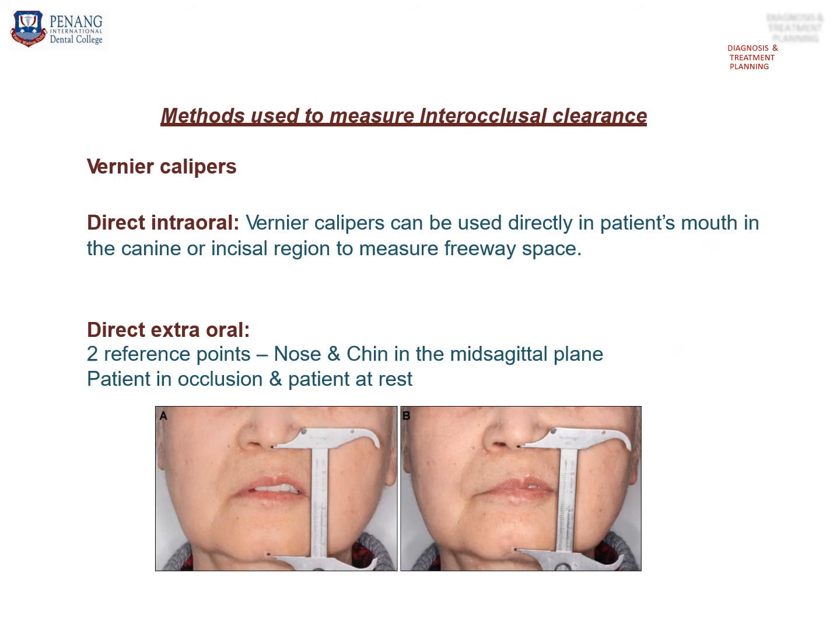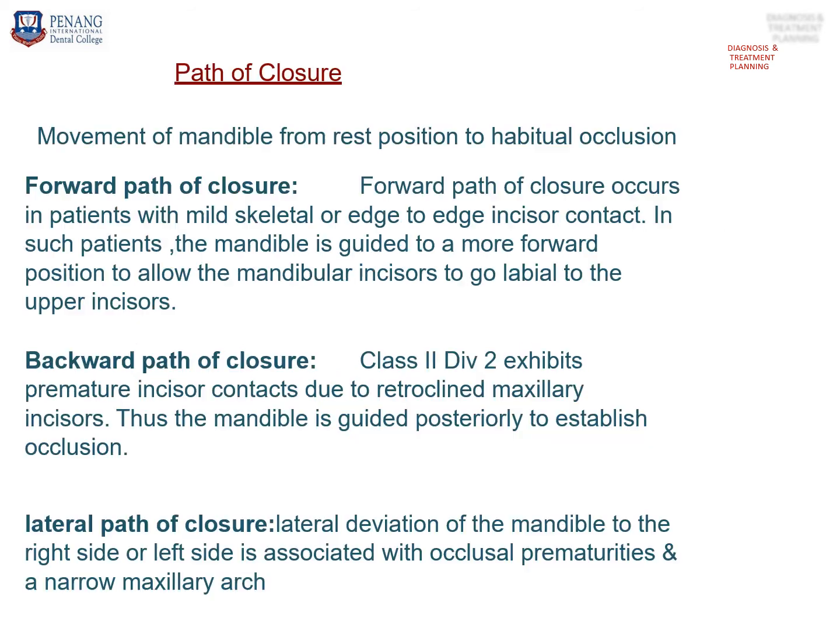And by vernier calipers. Okay, so vernier calipers is something that we use to measure the distance, right? So I'll be talking in detail in our demo. Now, path of closure, there are three types of path of closure. One is your forward path, your backward path, and your lateral path of closure. Okay, so just know the names.